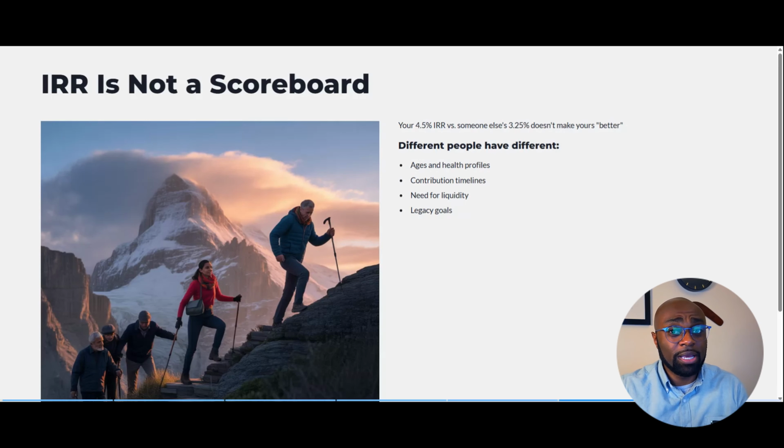So everything from the company and the carrier that you're working with to just different people and their different ages and different health profiles, different contribution timelines, different goals, right? Some people want earlier liquidity. Other people care about long-term legacy. And some people care about access and control more than they care about maximizing the return. So yes, internal rate of return, it is useful. Okay. It's a very honest measure, but it's just one piece of the bigger picture. And if you get nothing away from this video, I want you to know that it shouldn't be something that we're honing into most specifically to measure against other policies or measure against other investments, quote unquote, right? As we know, life insurance is not an investment anyway.